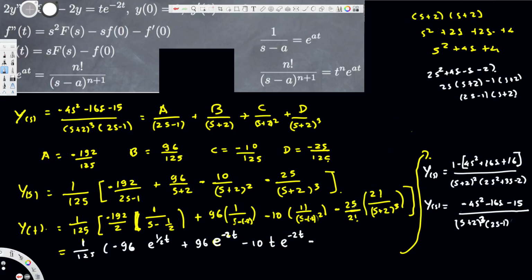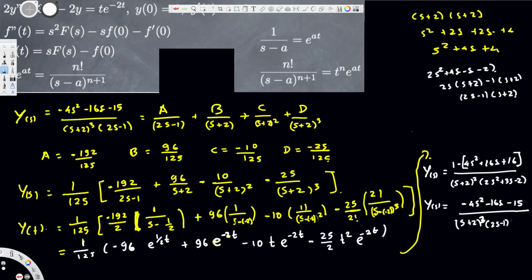Here we have 25 over 2 factorial. 2 factorial is 2 times 1, so that's just 2. So this is going to be 25 divided by 2, and then 2 factorial. Now we are going to transform this one. This is going to be t power n. In our case, n is equal to 2, so this is going to be t square, and then e power at. In our case, a is going to be minus minus 2, because we shouldn't have plus here. Same as plus. So this minus 2 is the power, so e power negative 2t.